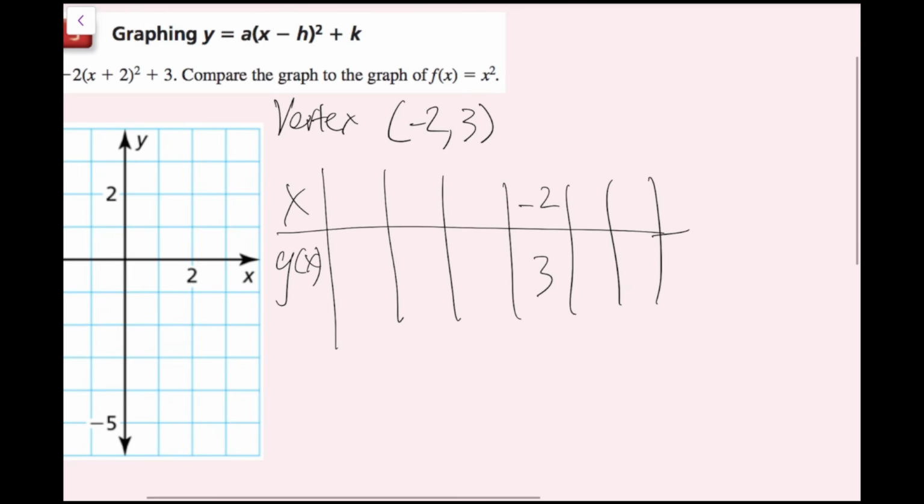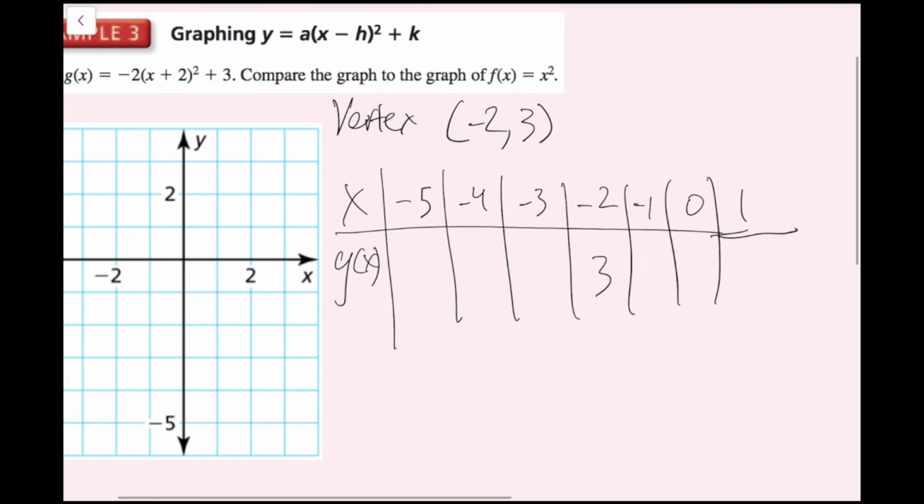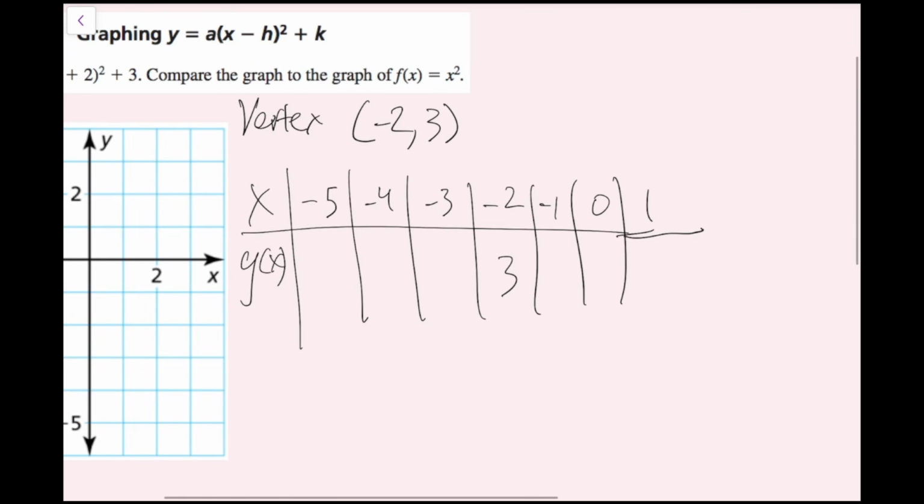And I'll zoom out a bit. Scroll, I should say. Anyway, now I want to pick values that are near this, negative 2. That's my vertex. So I'm going to do negative 1 and 0. And I'll do 1 here. This will be negative 3, negative 4, and negative 5. Okay, they're all in there. And we'll see how many I can fit.